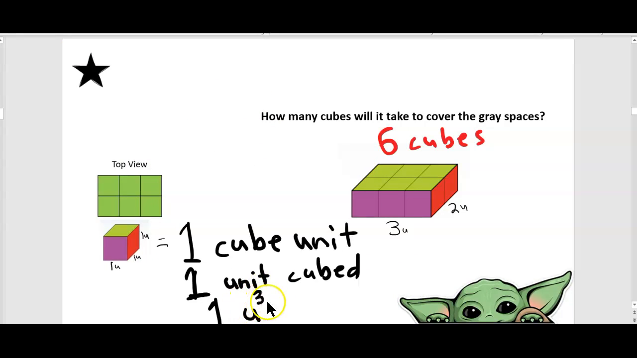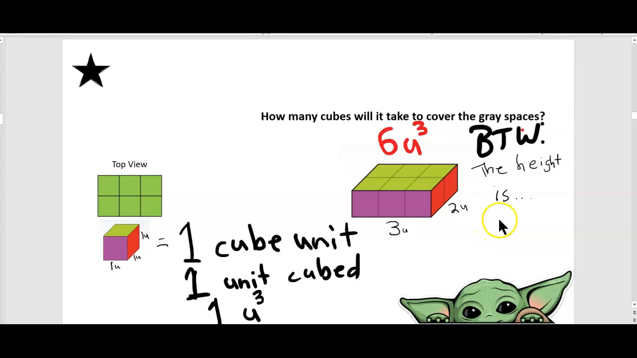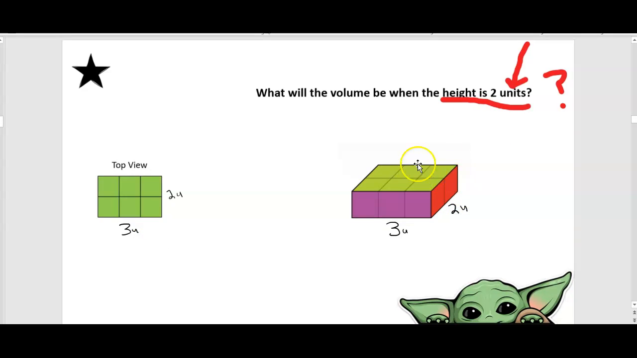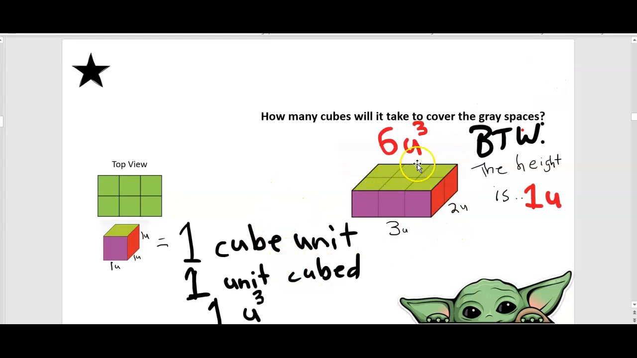There's the 3 I was talking about. That means cubed. There's a cube. Whoa, I can't move stuff around like Yoda. Yay. All right. I can't draw, but I can move. Cube units. So, by the way, the height of this is 1 unit. So that's the volume. This is 6 units cubed. That's the volume of this object right here, this figure.